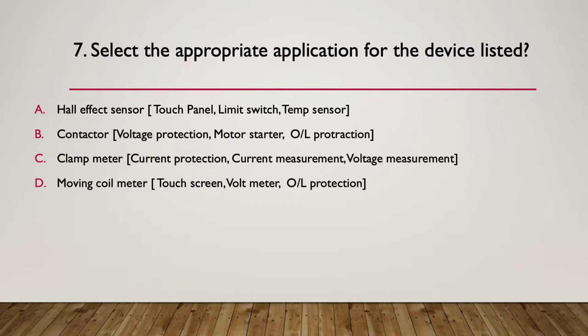Seven, select the appropriate application for the devices listed. So we've got A, a Hall effect sensor: you're going to use it on a touch panel, limit switch, temperature sensor. B, contactors: voltage protection, motor starter, overload protection. C, a clamp meter: current protection, current measurement, voltage measurement. D, moving coil meter: touch screen, volt meter, overload protection. So pause here.